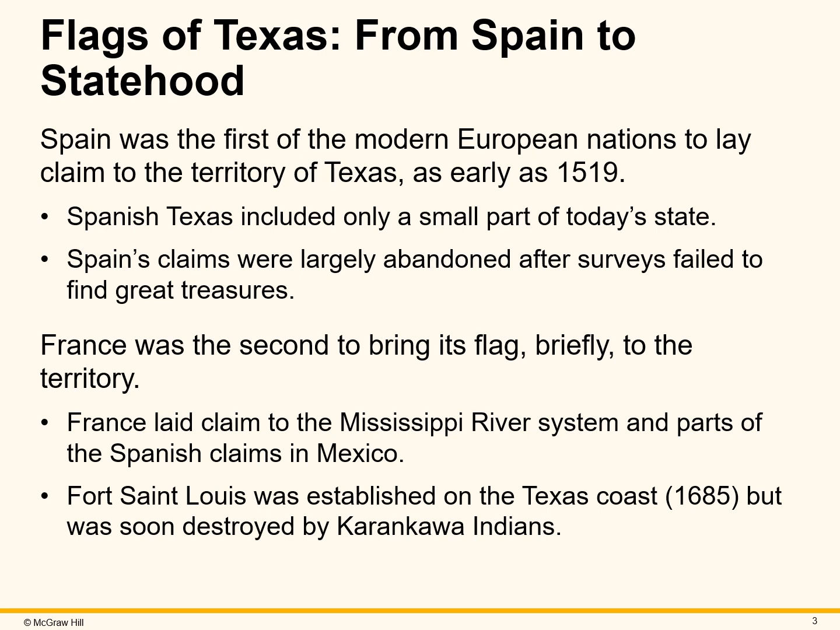France was the second to bring its flag, briefly, to the territory. France laid claim to the Mississippi River system and parts of the Spanish claims in Mexico. Fort St. Louis was established on the Texas coast, but was soon destroyed by the Karankawa Indians.